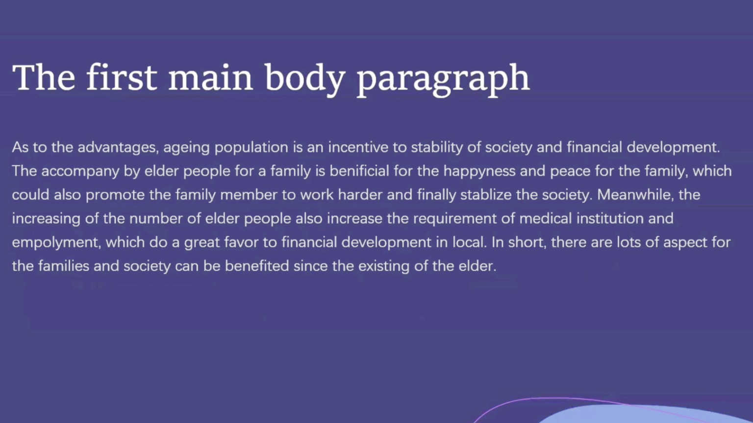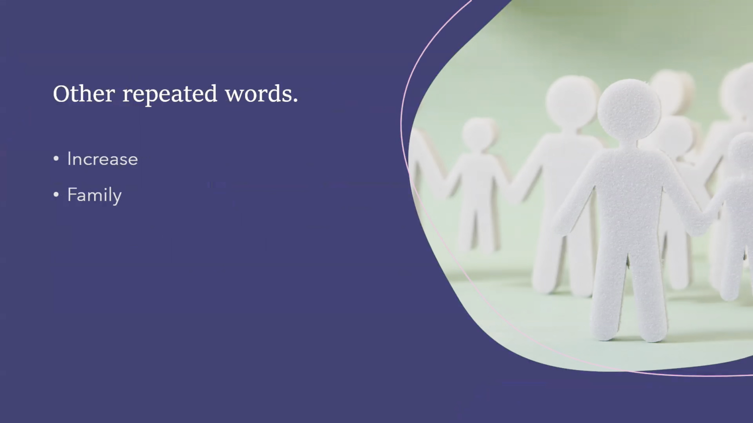And there were other repeated words. Let's have a quick look again. So look for the repeated words there. Were we correct? We said words like people, elderly, perhaps government, society, aging. Are these words repeated in this beginning of an answer? Well, yes, a lot of them are, and there's a couple of other words repeated. These words are increase and family.